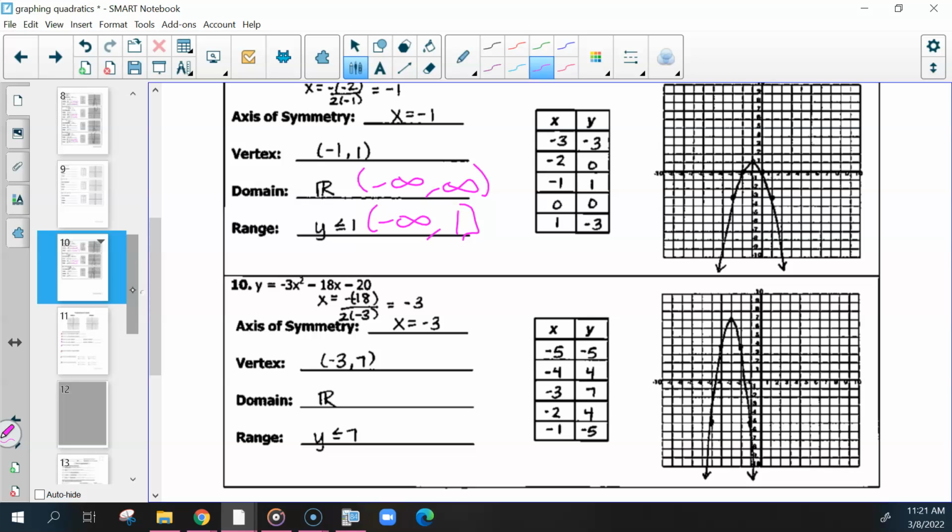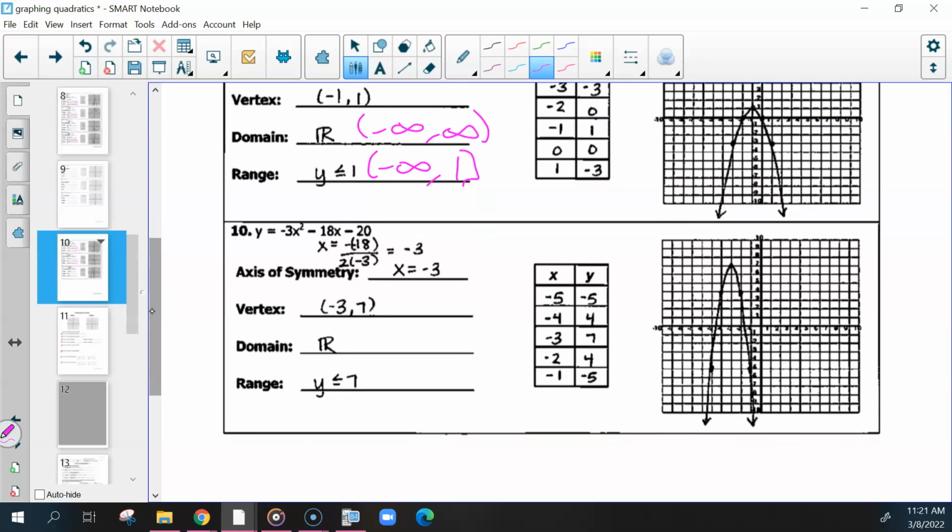And then number 10, axis of symmetry was x equals -3. Vertex was -3, 7. Domain was the same. And range was negative infinity to positive 7.